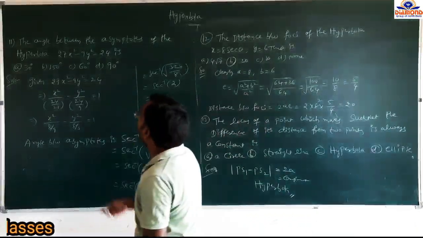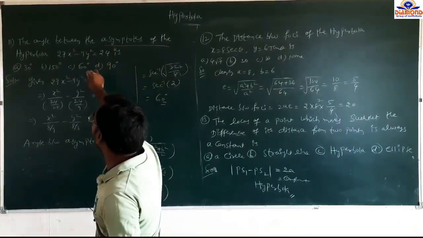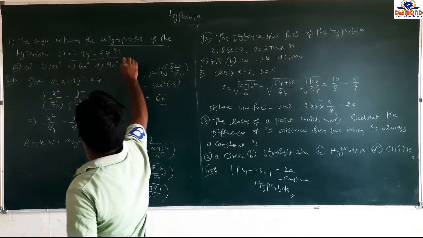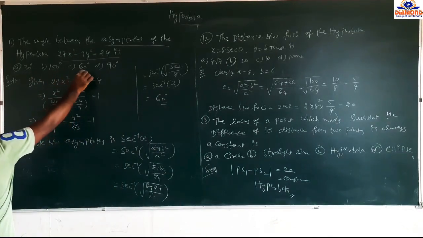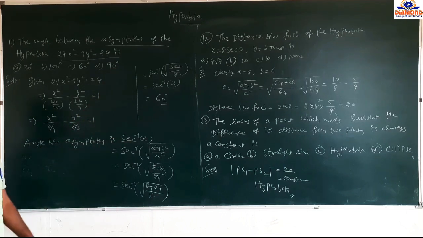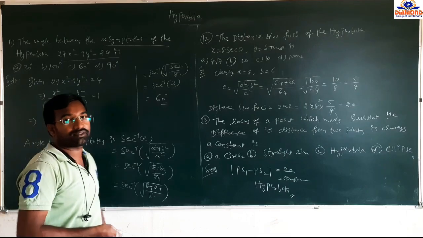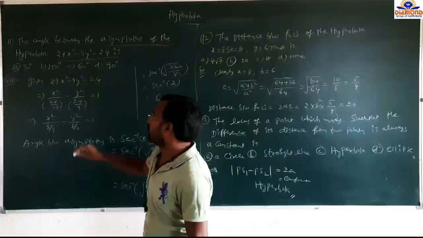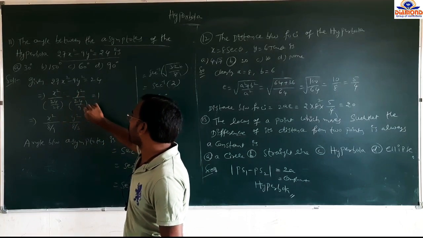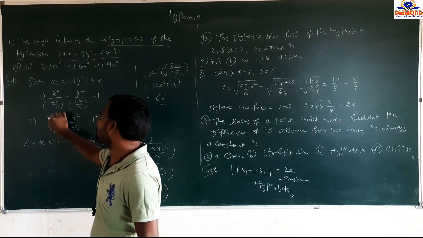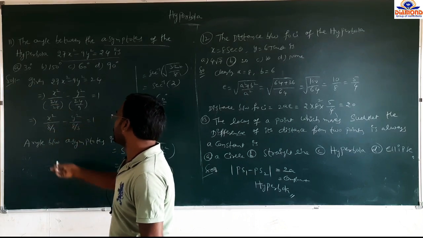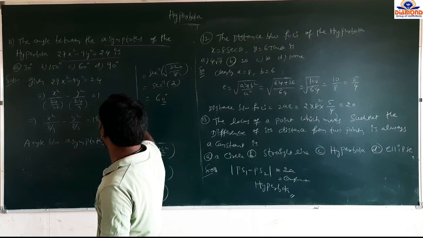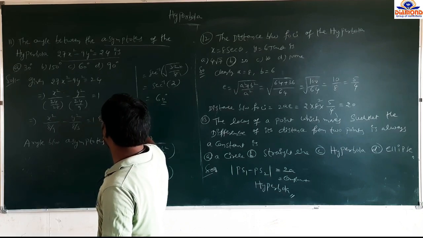Next problem. The angle between the asymptotes of the hyperbola 27x square minus 9y square equal to 24 is: option A 30 degrees, option B 150, option C 60 degrees, option D 90 degrees. So first convert the given hyperbola to the form x square by a square minus y square by b square equal to 1. So x square by 24 by 27 minus y square by 24 by 9 equal to 1. This can be written as x square by 8 by 9 minus y square by 8 by 3. So a square value 8 by 9, b square value 8 by 3.